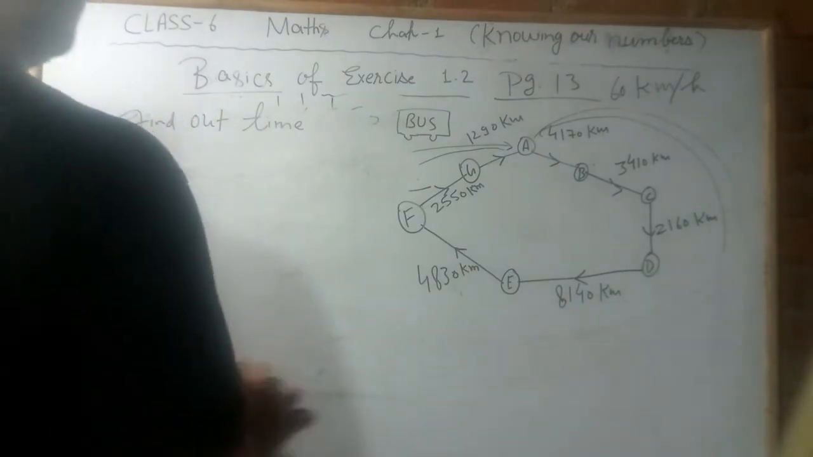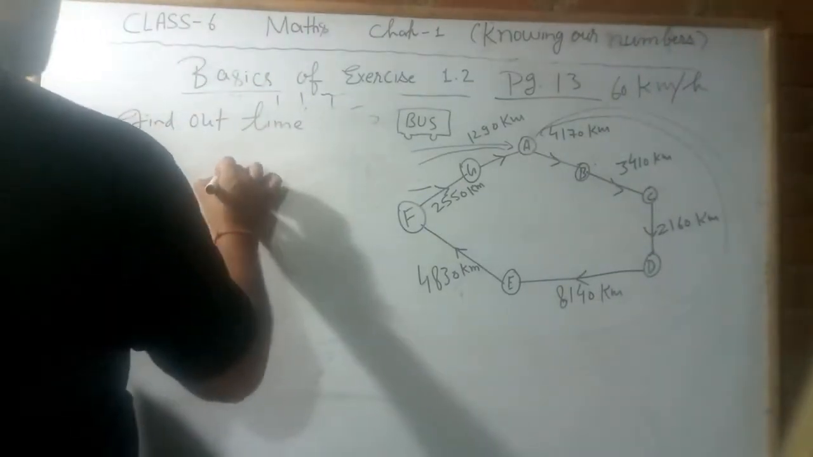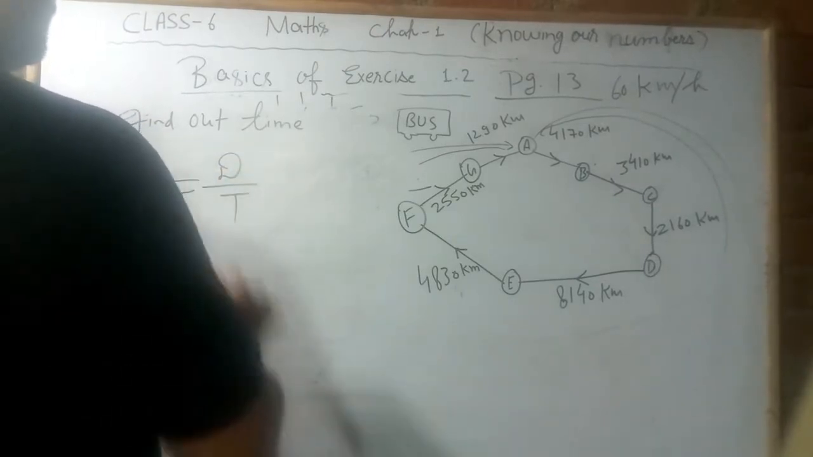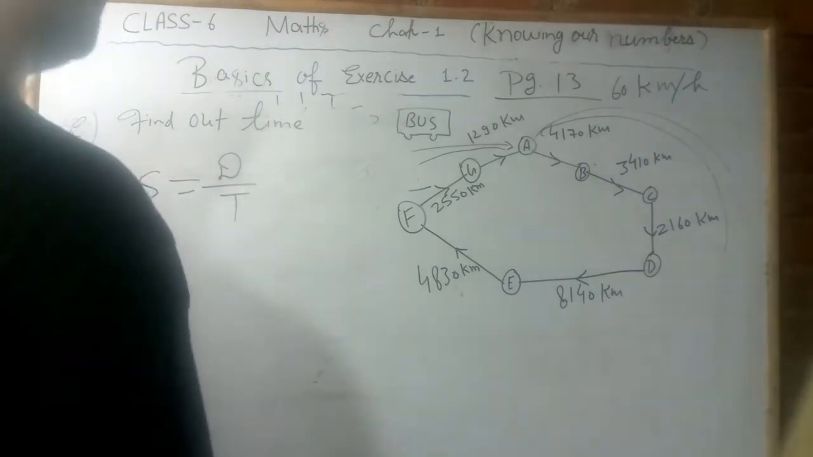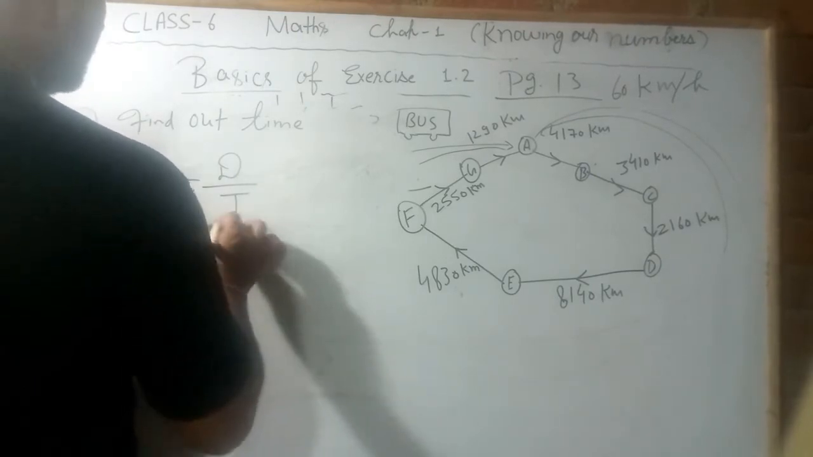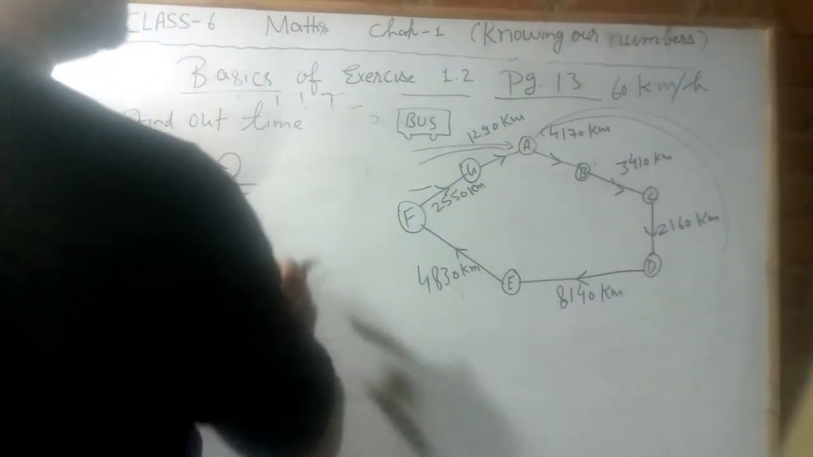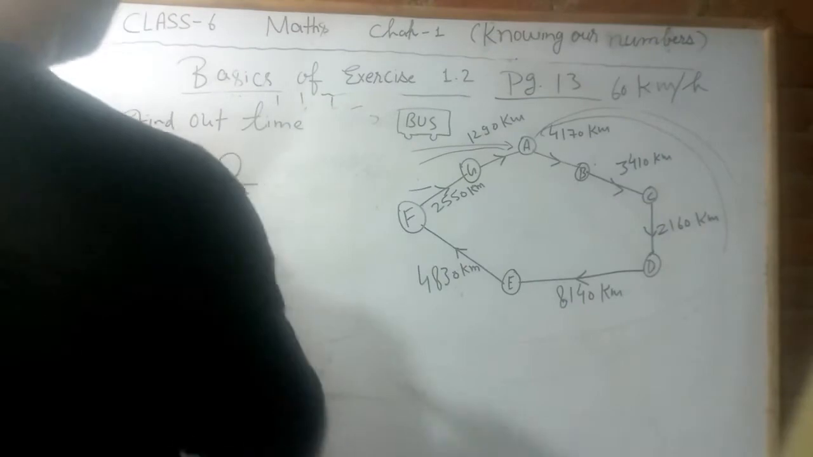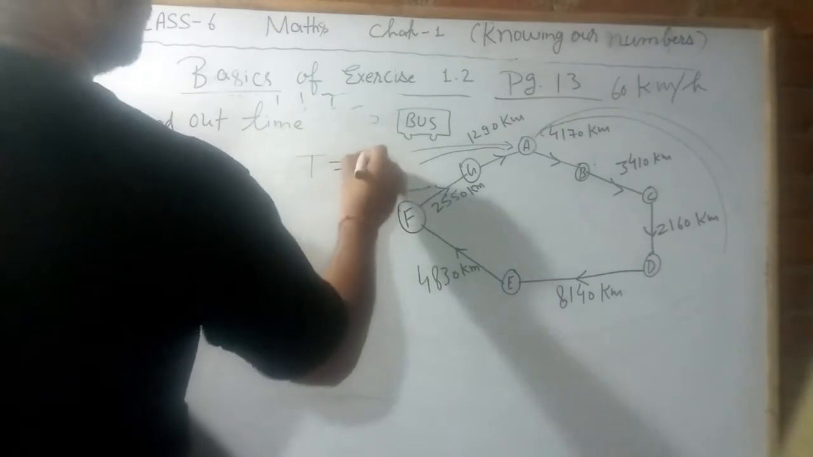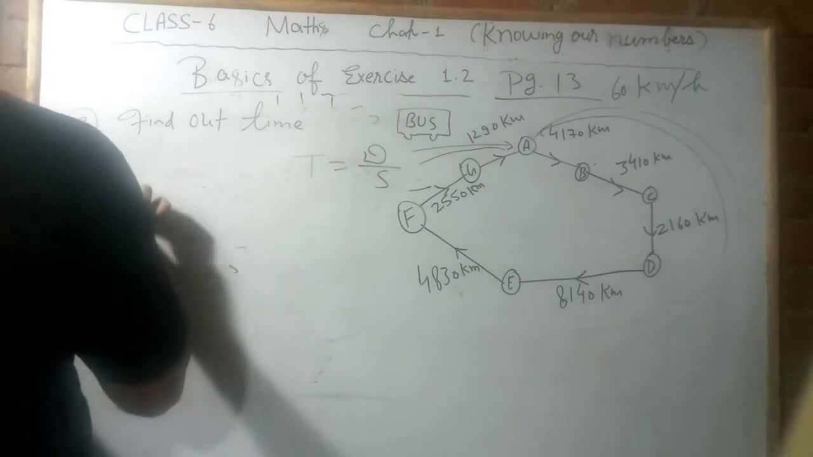See, before that, I will tell you one thing. One formula is here. Distance upon time equals speed. But we have to find what? Time. So just use this. Time equals distance upon speed. And distance is given, and speed is given. So simply we have to use this formula. So I'm writing this formula at the corner. T equals D upon S.